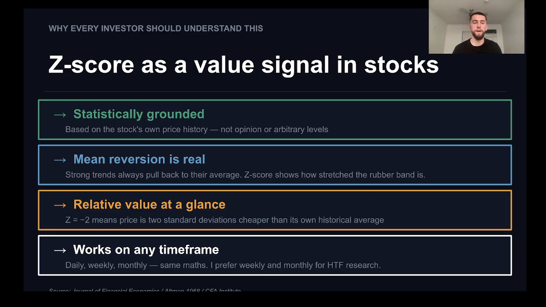The relative value at a glance: -2 means it's 2 standard deviations cheaper than its own historical average. So as I mentioned, it could be a good accumulation zone. +2 could be, I don't want to touch this. You could even do it if you're a scalper and you're wanting to invest in short-term ways, you've got a way of doing that.